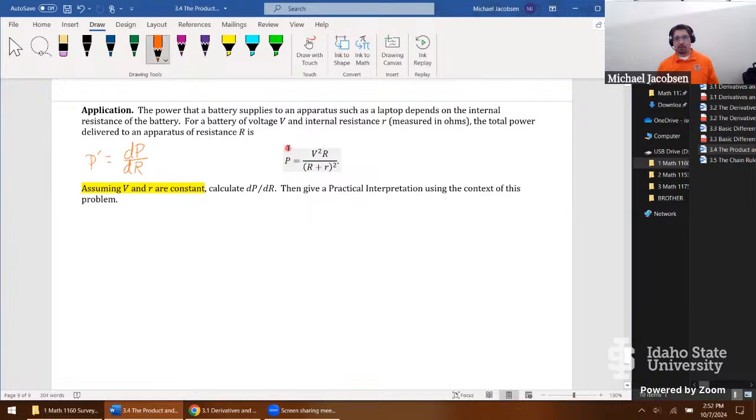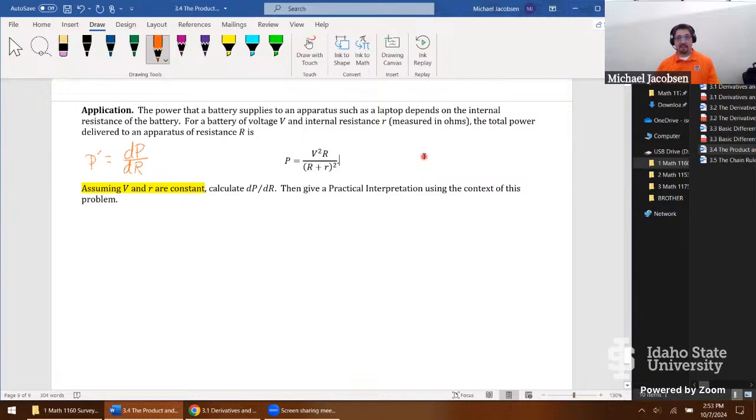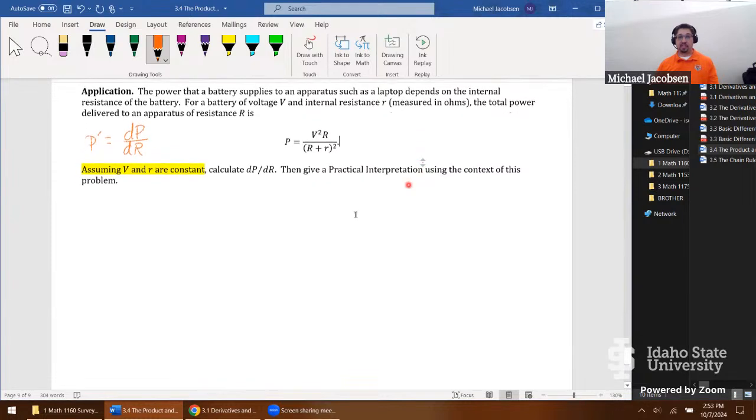And you can kind of see why. There is 1, 2, 3, 4 different kinds of variables. R is in uppercase and lowercase, means it's two variables as well. This tells us P is the dependent variable and R is the independent variable. So we need to calculate the derivative of that thing. Looks like it's a quotient rule. And then give a practical interpretation of what the meaning will be for our result. Any questions at all, folks, before we begin with this one?